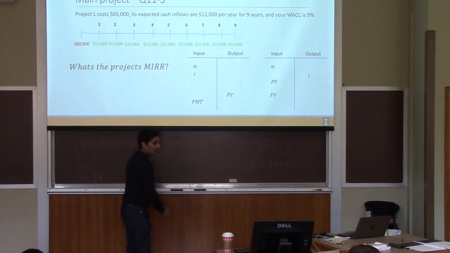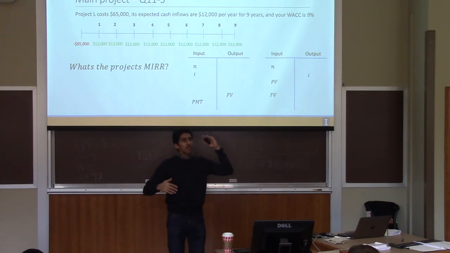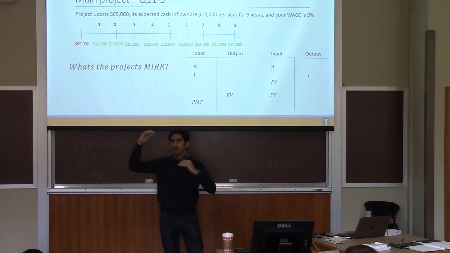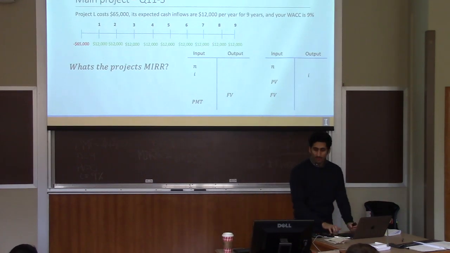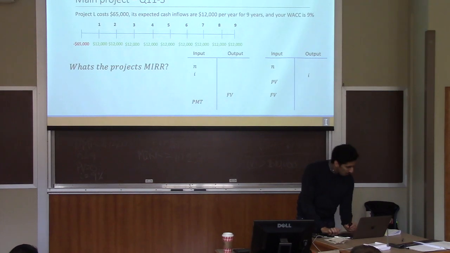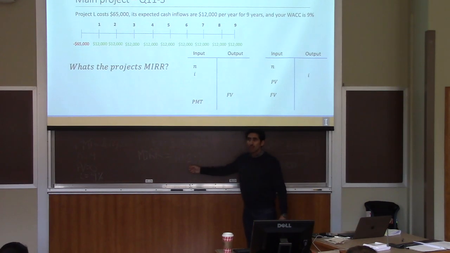Just as a rule of thumb, if you want to know whether what you're doing is right or wrong, the modified internal rate of return is usually lower than the IRR. Whatever IRR you get, the MIRR should be lower. We're good, guys? Any questions on this?